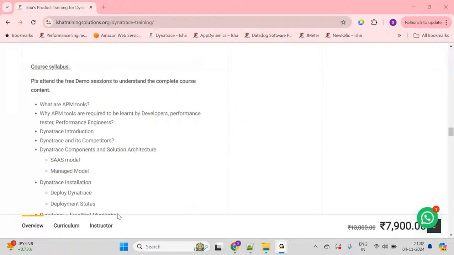Dynatrace, AppDynamics, New Relic, Datadog, LoadRunner, JMeter, NeoLoad, performance engineering.